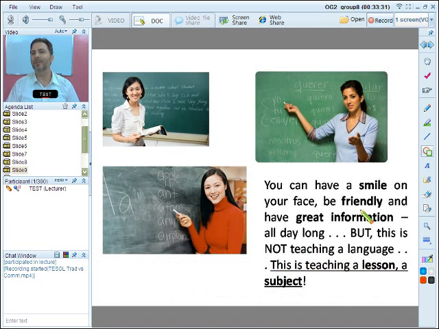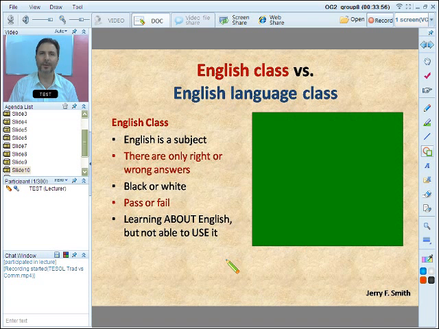Okay? You can have a smile on your face, be a friendly, kind, nice, wonderful teacher all day long, giving out all the information that you think they might need. But that's not teaching a language. That's teaching a subject or teaching a lesson. There's more to language teaching than just standing up and lecturing. There's much more to it. Now, let's talk about the difference between an English class and an English language class.